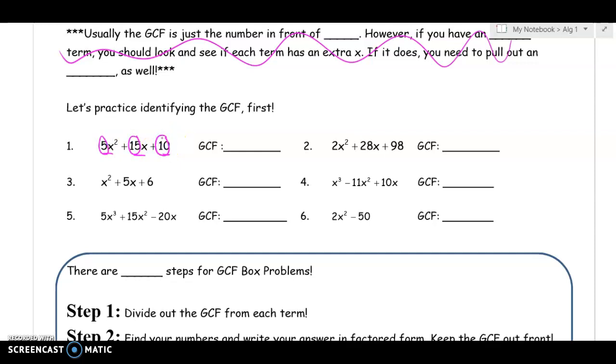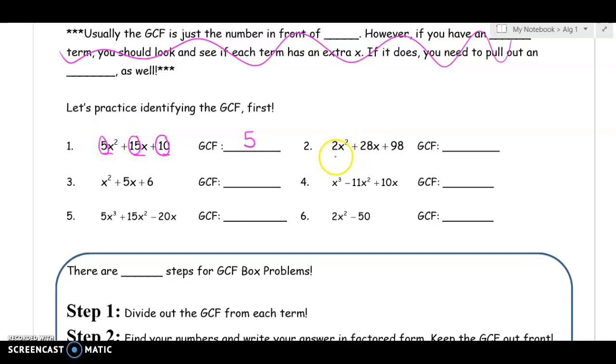So we've got to figure out what number all three of those can be divided by. What can 10 be divided by, 15 be divided by, and also 5 be divided by? All three of those numbers can be divided by 5. 10 can be divided by 5, 15 can be divided by 5, and 5 can be divided by 5. So our greatest common factor is 5, and we want to find the largest number, by the way, that all three of those can be divided by.